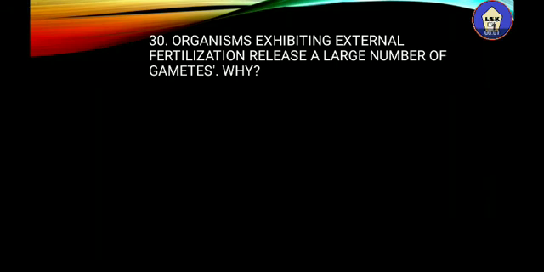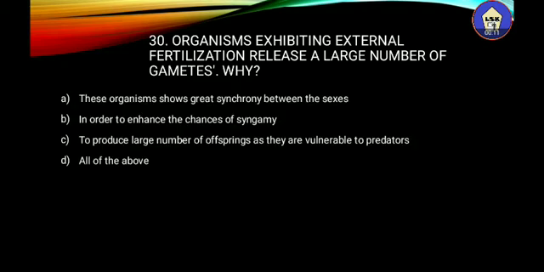So question number 30, last question. Organisms exhibiting external fertilization release a large number of gametes. Why? Option A, these organisms show great synchrony between sexes. That means both in male sex organs as well as in female sex organs, the time of maturation is the same. So there is a synchronization between the maturation of the male reproductive system as well as the female reproductive system. So this is option A.